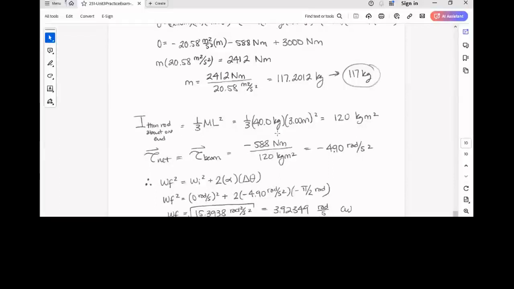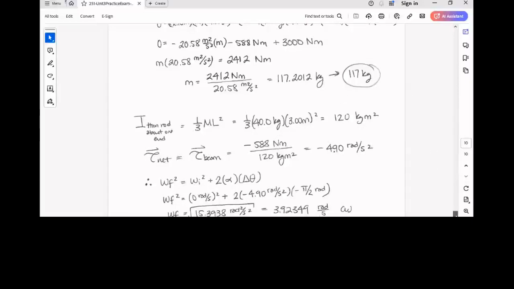So this is 1/3 ml squared, where I know the mass of the beam, I know the length of the beam. That moment of inertia is 120 kilogram meters squared. If the cable is gone and the dangling mass is removed, that means it is only the gravitational force acting on the beam that provides the net torque. So tau net is the gravitational torque about the beam, where that beam's gravitational force is something that I can determine. That is just 40 kilograms.